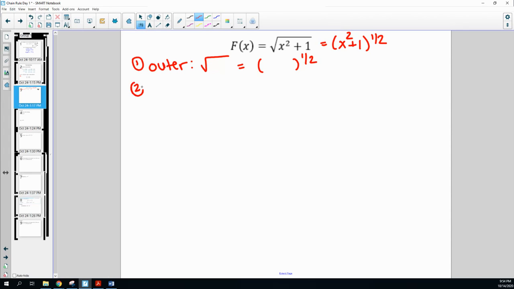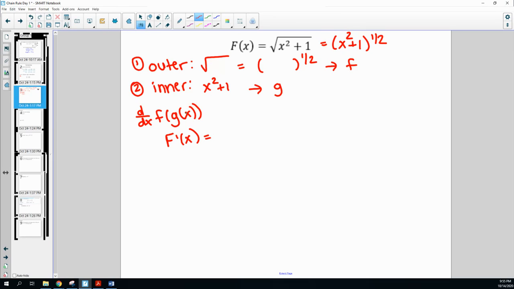My inner function is going to be literally what's inside. So my inner function is going to be x squared plus 1. If we think about this in terms of a composition, this is my f, the outer, and the inner is my g. So what I'm really doing here is finding the derivative of f of g of x, right? So this is really f prime of x that we're trying to find, but it's really this composition.